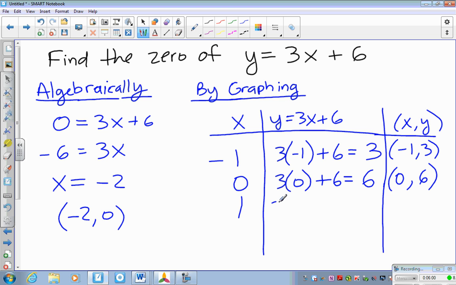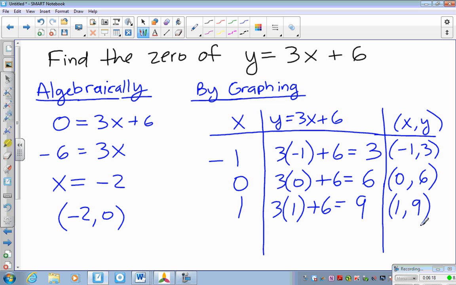Plugging in 1, we get 3 times 1 plus 6. 3 times 1 is 3. That's the multiplicative identity. 3 plus 6 is 9. And so we get 1, comma, 9.